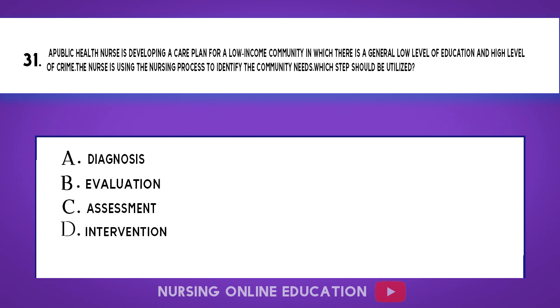31. A public health nurse is developing a care plan for a low-income community in which there is a general low level of education and high level of crime. The nurse is using the nursing process to identify the community needs. Which step should be utilized? A. Diagnosis. B. Evaluation. C. Assessment. D. Intervention. The answer is option C, assessment.